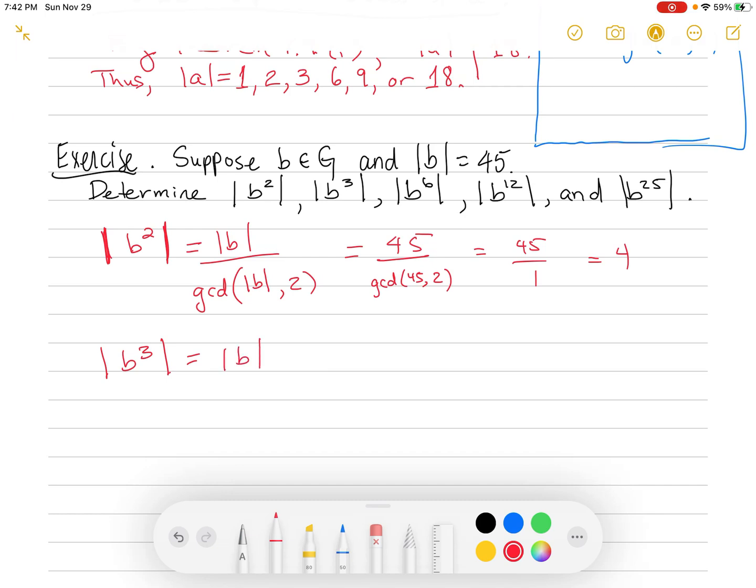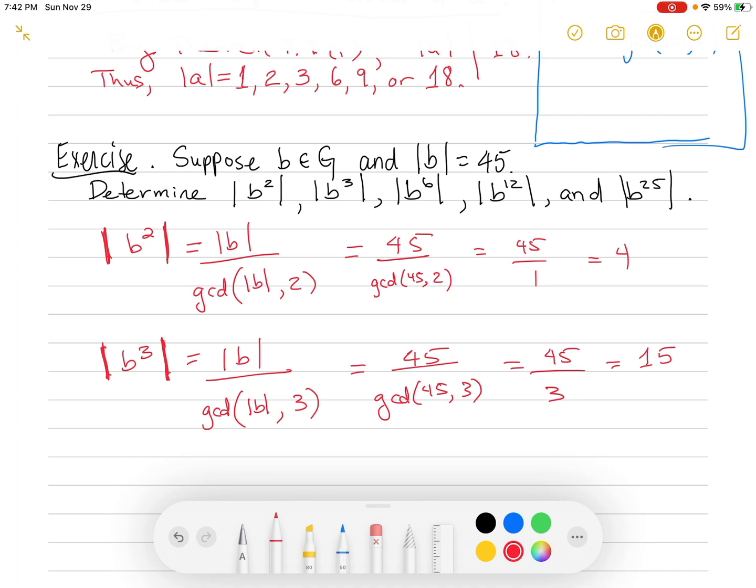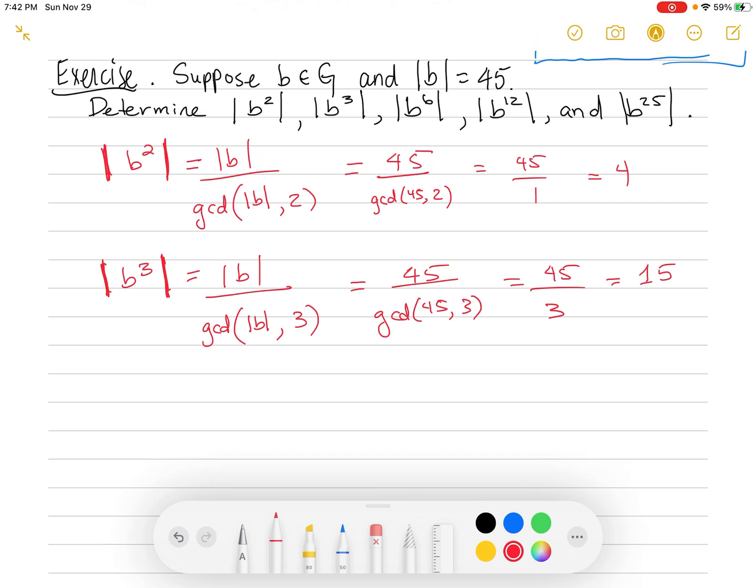Okay, let's find the order of b cubed. So we're going to take the order of b divided by the greatest common divisor of the order of b along with 3. So it's going to be 45 divided by the greatest common divisor of 45 and 3. What's the greatest common divisor of 45 and 3? It's 3. So 45 divided by 3 is 15. So the order of b cubed would be 15. So you'd have to raise b cubed to the 15th power, and that would be the smallest power to get the identity.